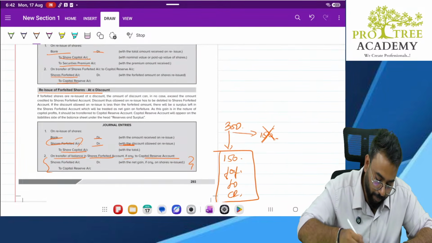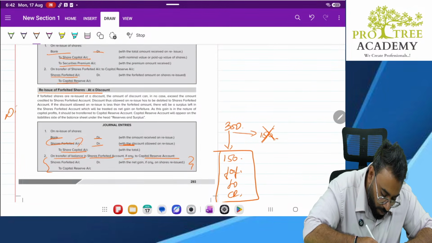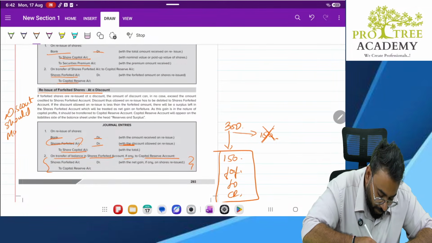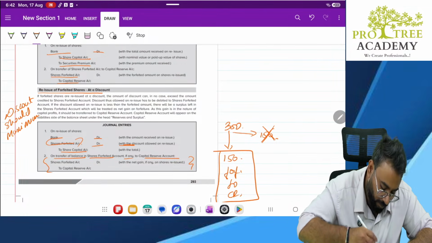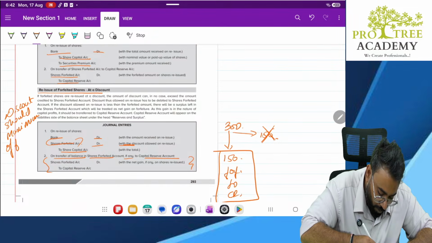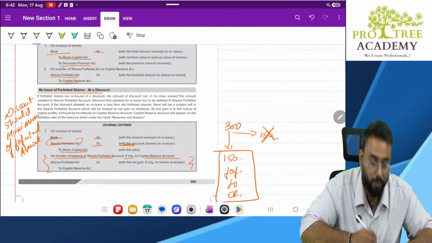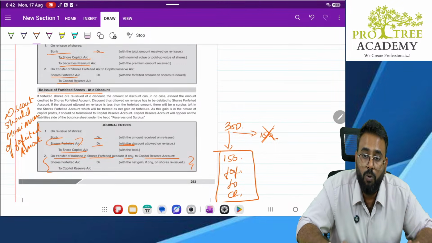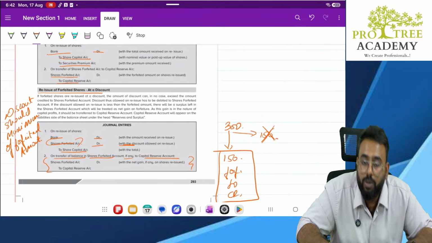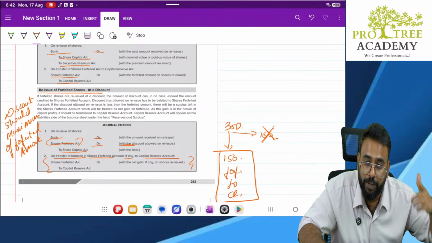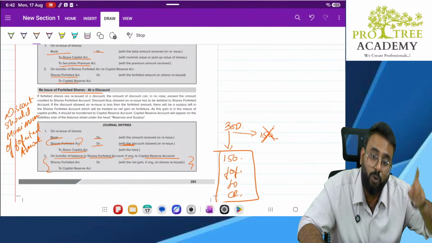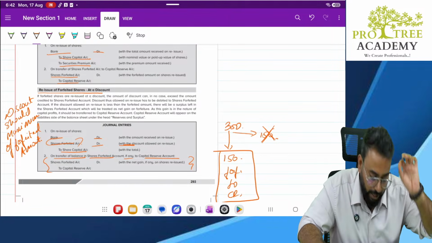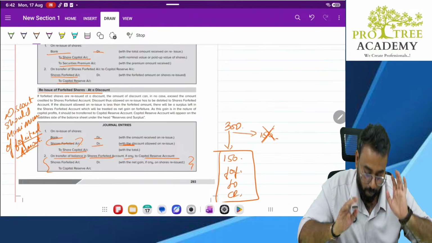One more point here, remember, discount should be maximum of the forfeited amount. Correct or no? Yesterday we discussed you cannot issue more discount, because discount on issue of shares is not allowed, but discount on issue of forfeited shares is allowed, but that discount is also restricted. Restricted to what? Restricted to the extent of forfeited amount.